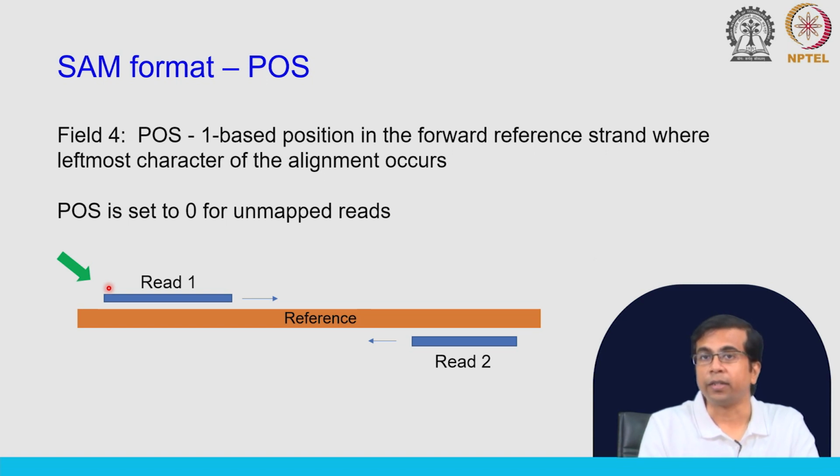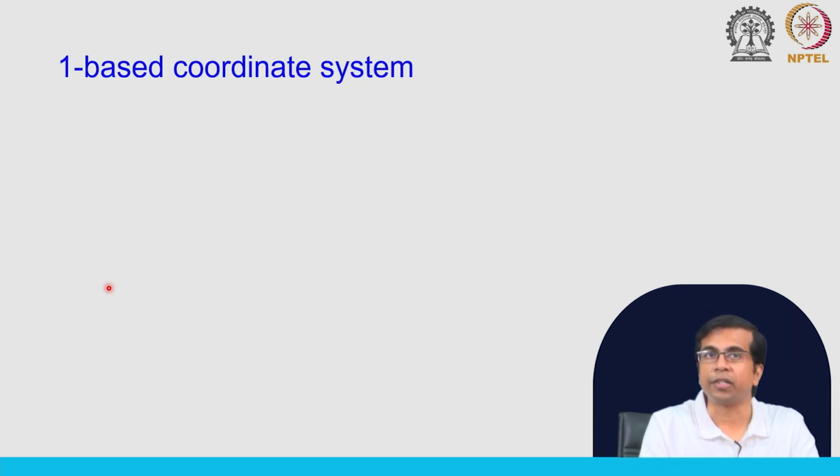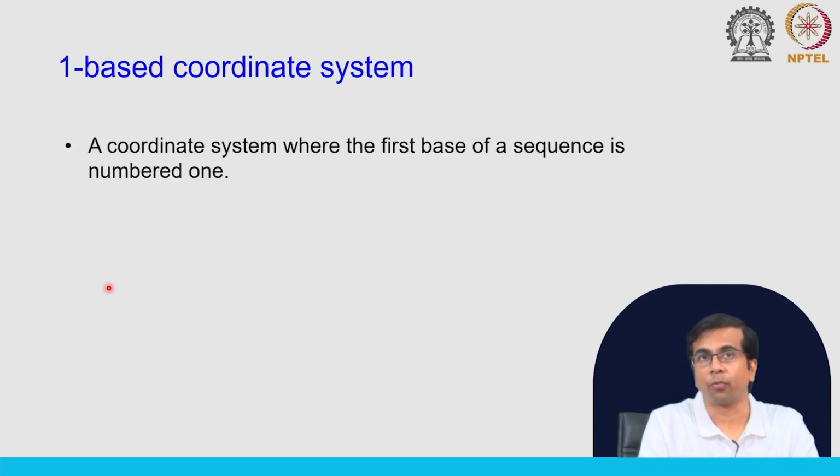Now, you might ask what is this one based positioning system, or one based coordinate system. This is a coordinate system where the first base of a sequence is numbered 1, right. You might be wondering why we have to explain this, why one based and so on, because there is something called a 0 based coordinate system that we use in many cases. This is something we have to explicitly clarify, because otherwise you might have problems interpreting the exact location of this field, and you might make mistakes there.